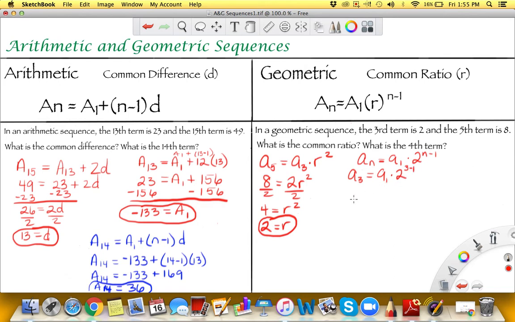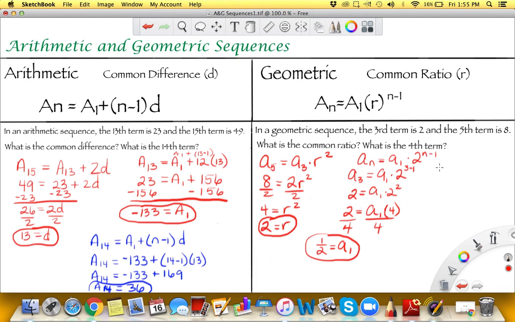Okay? Now let's do some substitution. So the third term in this case is 2. So 2 is equal to the first term times 2 to the second power. So we need to find this first term. So we're just going to simply say 2 is equal to a sub 1 times 4. 2 to the second power is equal to 4. And from there, if we divide both sides by 4, then we'll get 1/2 is equal to a sub 1, or the initial term. So now that we know the initial term, we know our common ratio, we can now figure out what the fourth term is.